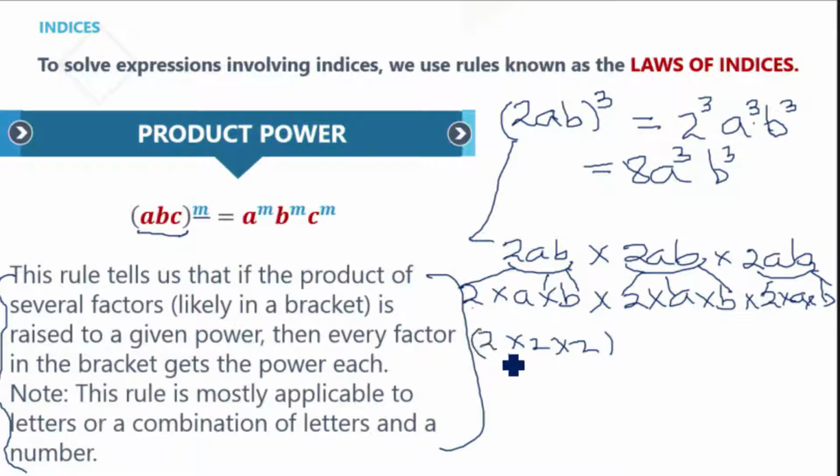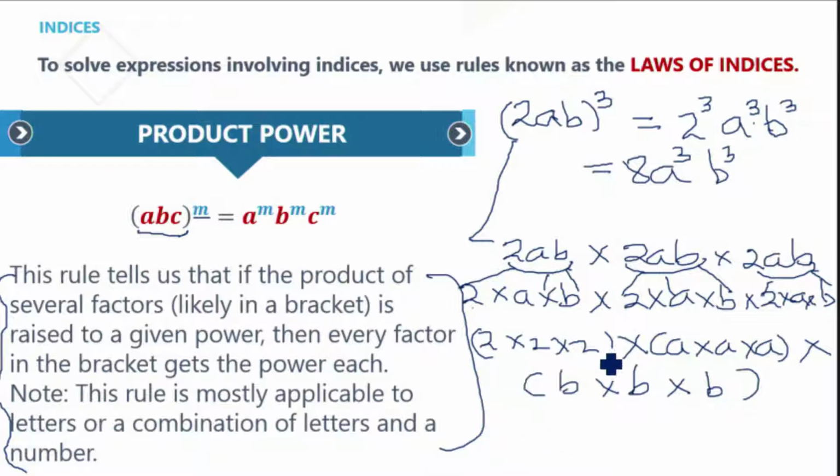We're collecting the like terms now. There are a's: a times a times a. Look at the a's, 1, 2, and 3. And then we have the b's: b times one b times the other b times the last b.